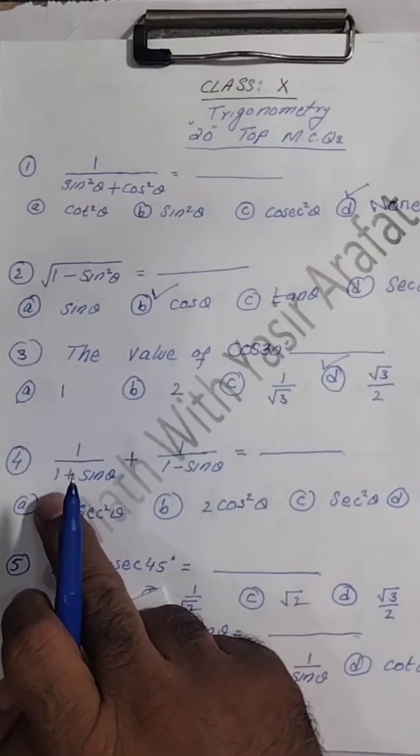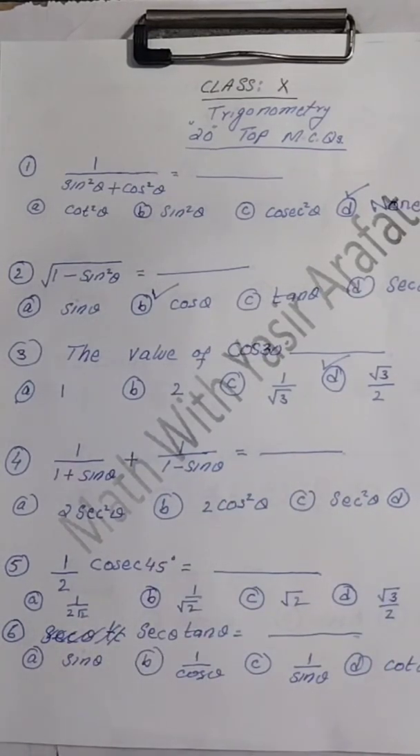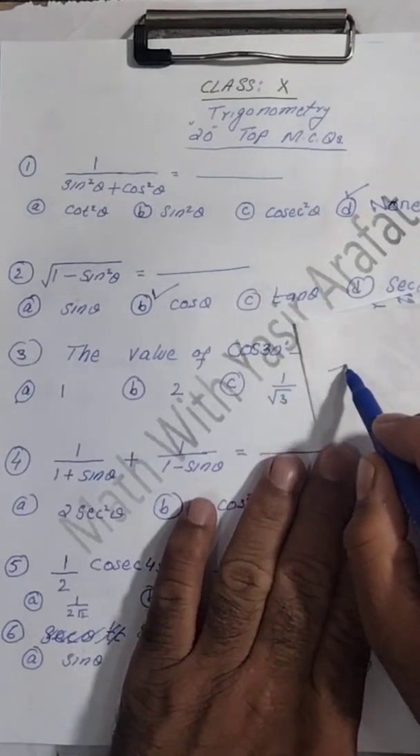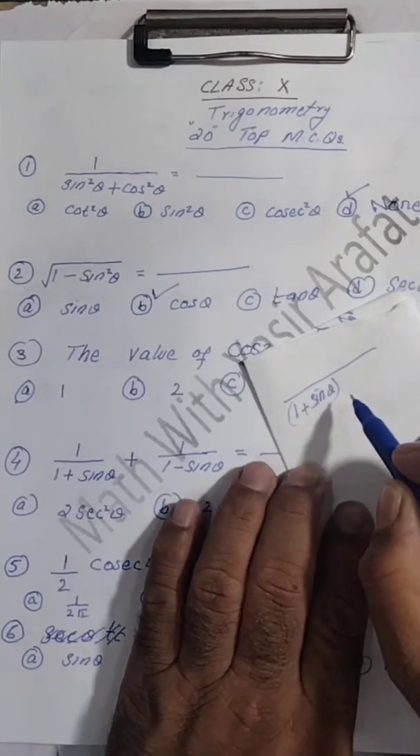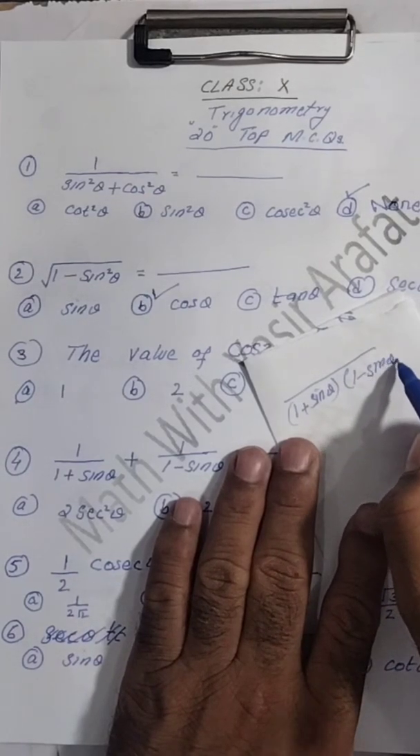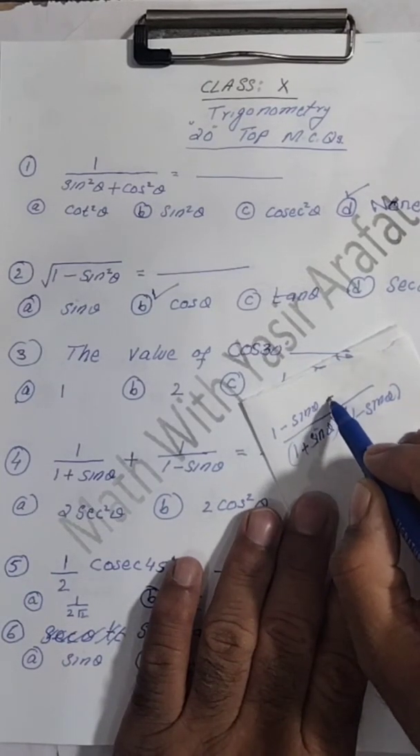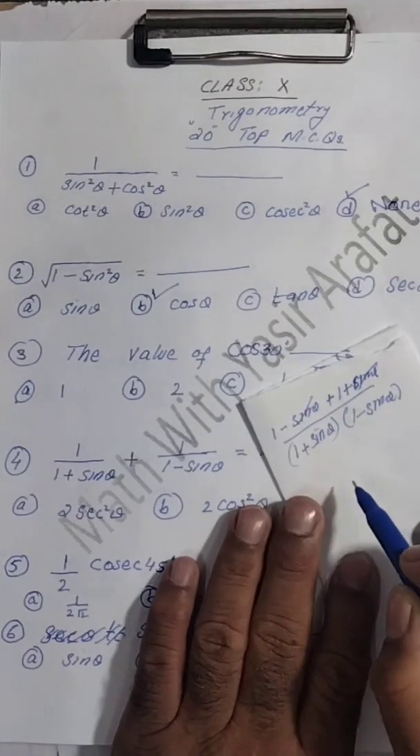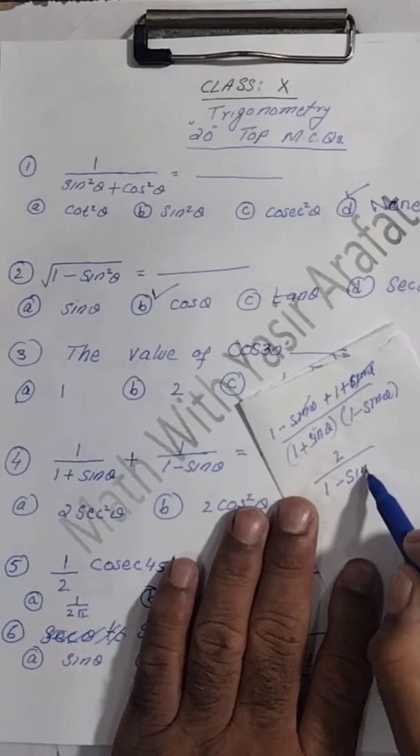Now this is 1 upon 1 plus sine theta plus 1 upon 1 minus sine theta. So we just have to take out the LCM here, which is 1 plus sine theta times 1 minus sine theta. Just take out the ordinary LCM. So the numerator becomes 2, and a plus b times a minus b equals a square minus b square.